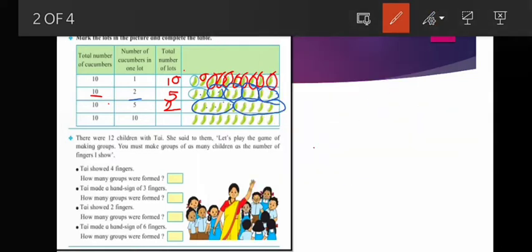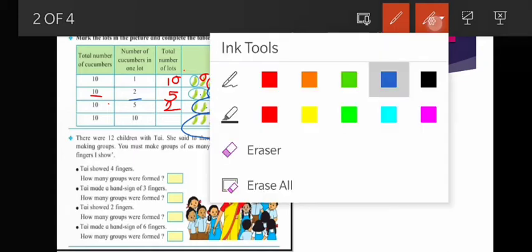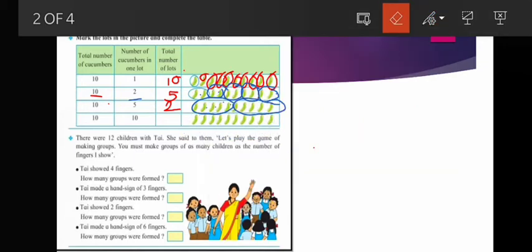Now the last one. Total number of cucumber 10. Number of cucumber in one lot is 10. So what will happen, children? One lot will have all the cucumbers. So what is the answer? So the answer is 1. Means one set will have all the cucumbers.